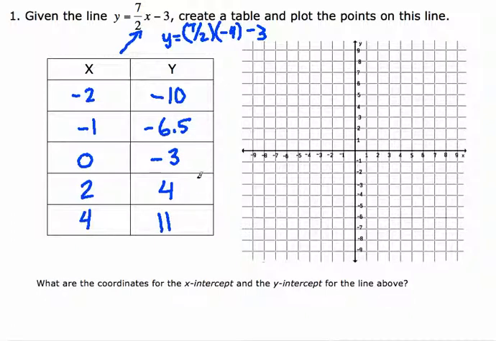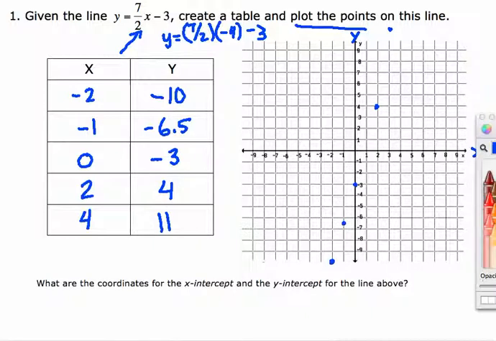Okay, so then I need to plot the points next. So I've got -2 in the x direction. Remember, this is the x-axis and the y-axis. So -2, -10 is down here. -1, -6.5 is right here. Okay, 0, -3, 2 and 4, and then 3, and then 11 would be right about here.